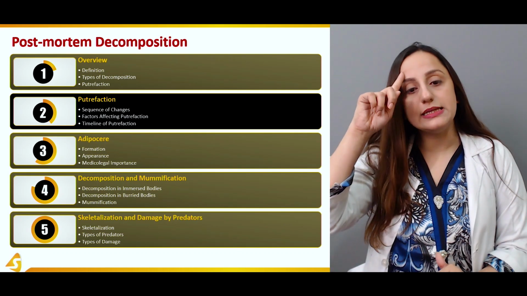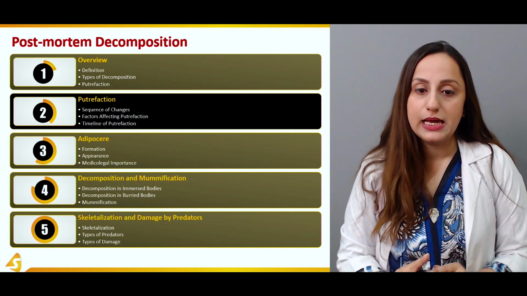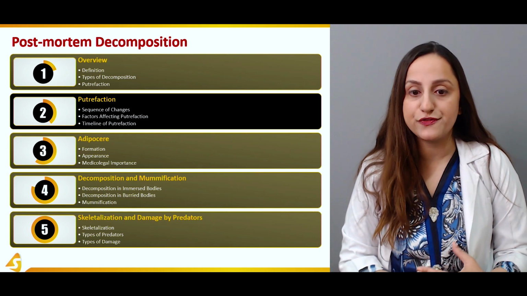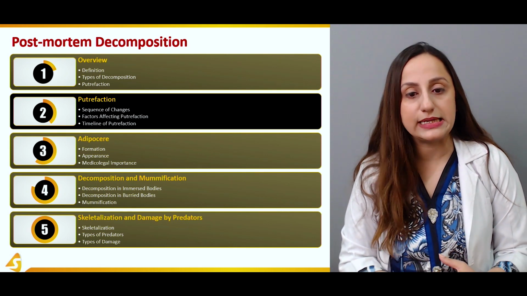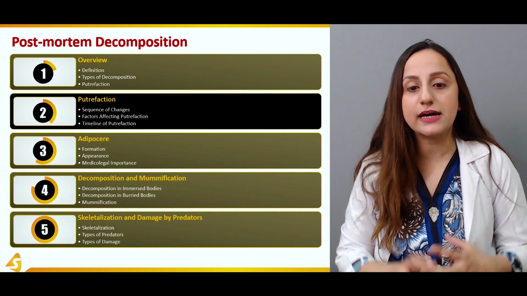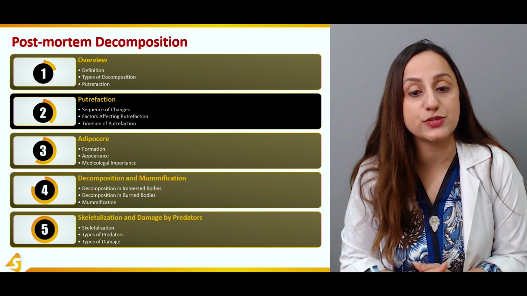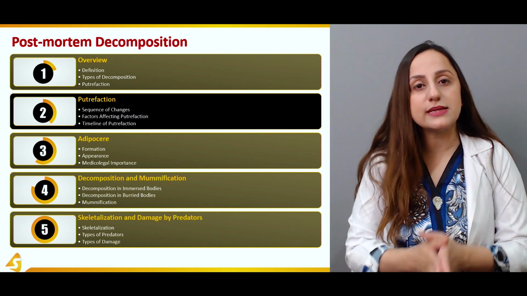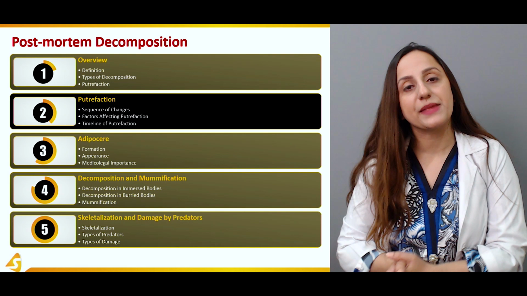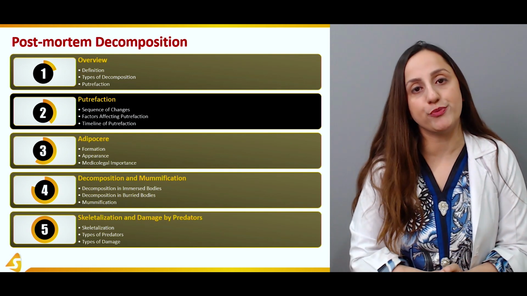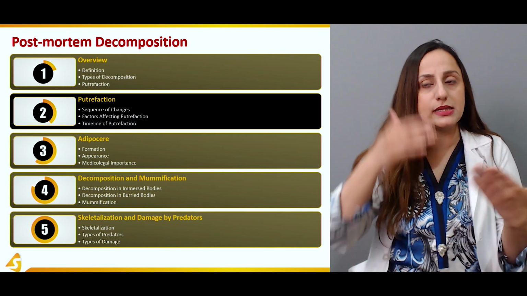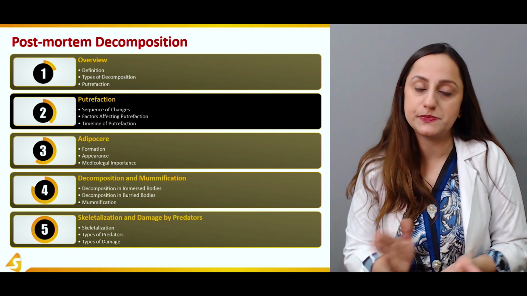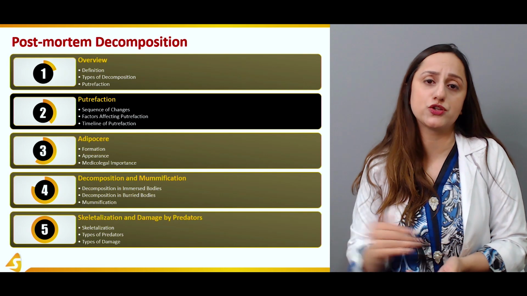Now, this section deals with the sequence of changes that happen during putrefaction, the factors affecting putrefaction, and finally the timeline of putrefaction. The factors which are responsible for putrefaction can be a dried environment as well as a moist and humid environment. Any pathological conditions can also contribute towards putrefaction. For example, in a septic condition, such as septic abortions, there will be a speedy process of putrefaction.